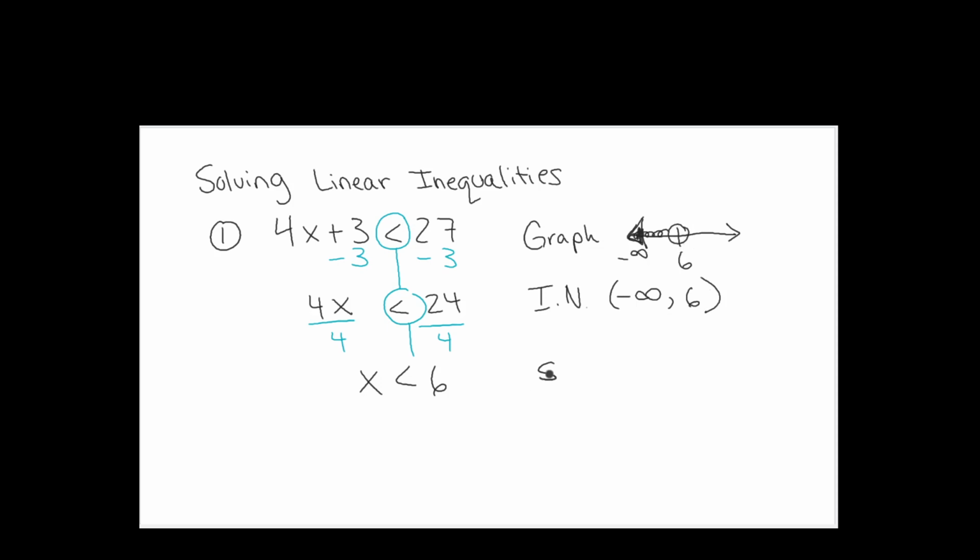Last but not least, we have set notation. And set notation just adds some curly brackets, whatever variable you're solving for. Well, in this case, x, right? And we close it off with some more curly brackets. And that's our 3 types of solutions for this inequality. Let's make it a little harder, okay?